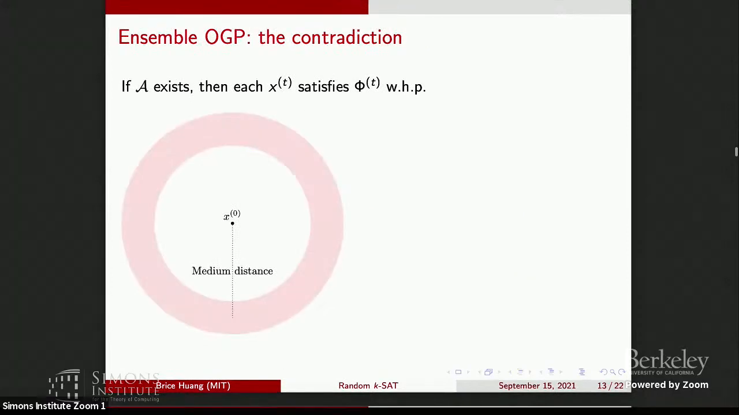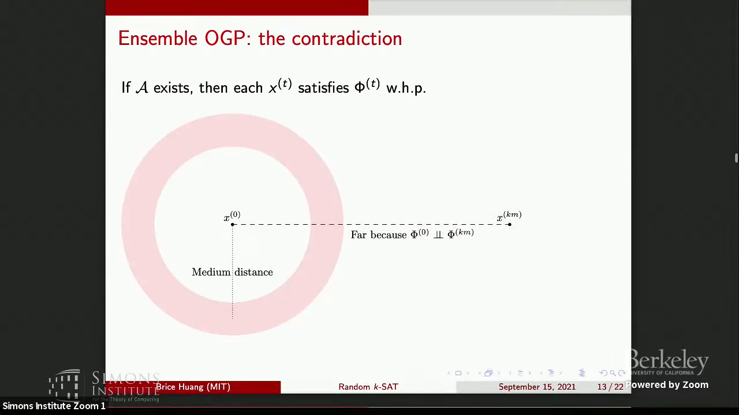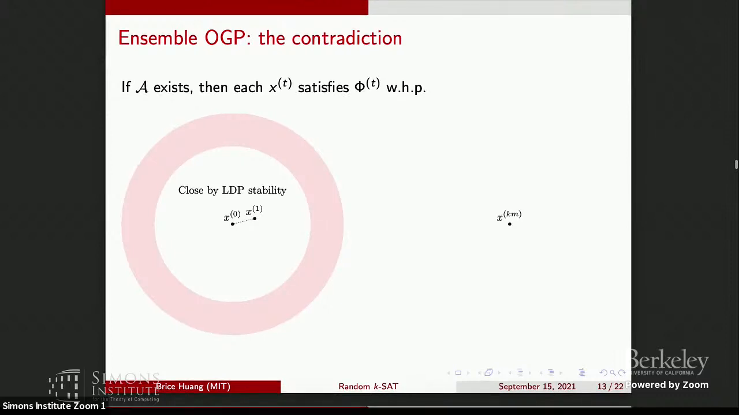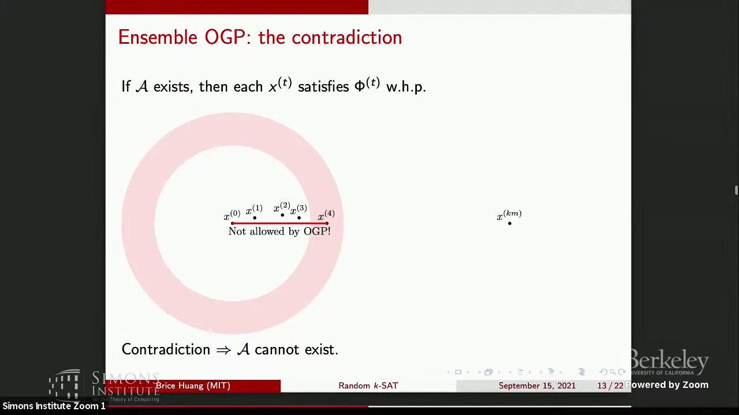Given that, let's see how we complete the proof. So remember that if the algorithm existed, then every X will satisfy its phi with high probability. In this cartoon, I've drawn X0, and I've drawn as a red moat the set of assignments at medium distance from X0. I've also drawn the last assignment, XKM, which is far away, i.e. outside the moat, because the corresponding phis are independent, and independent k-sat instances won't have satisfying assignments that are too close. Now, if we follow the sequence of x's, by the stability of low-degree polynomials, we only ever move by small jumps. That means we can't ever jump over the moat, but we eventually get to the other side. So at some point we land in the moat. And when we do, well, then X0 and that assignment both satisfy some phi, and by construction are at medium distance. This contradicts the OGP, so the algorithm cannot exist.